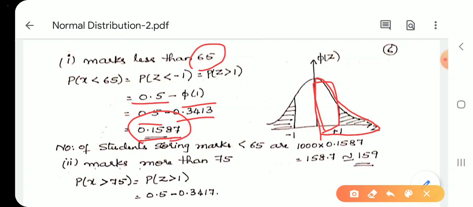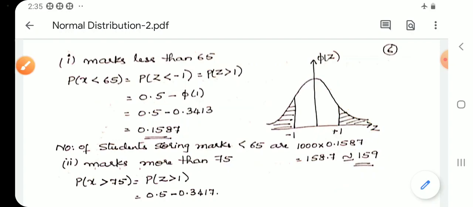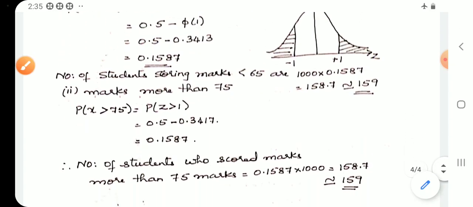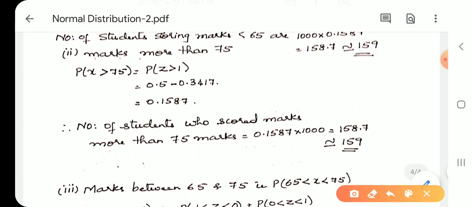To find the number of students, we have to multiply it with 1000. So 1000 into 0.1587 gives 158.7, which is approximately equal to 159 students. So among 1000 students, 159 students have scored marks less than 65. So let us move on to the next question.